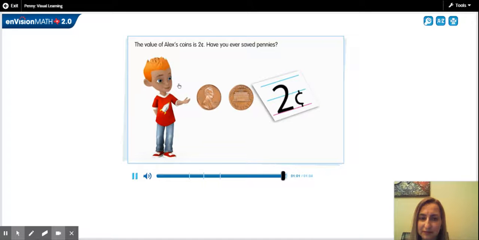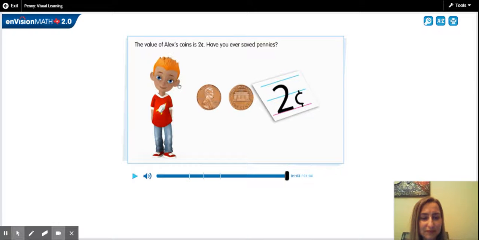Have you ever saved pennies? Have you ever seen pennies lying around your house? You guys can save them also.